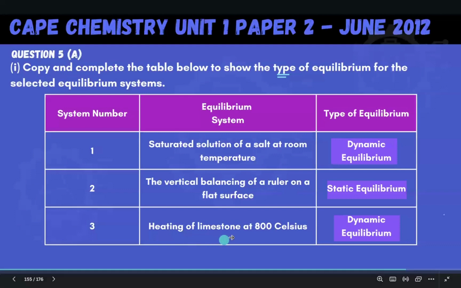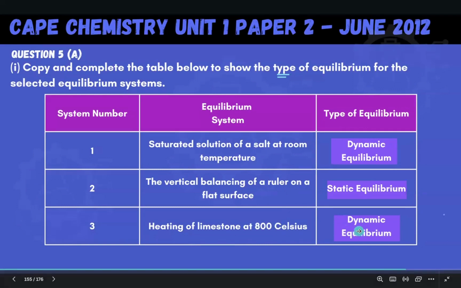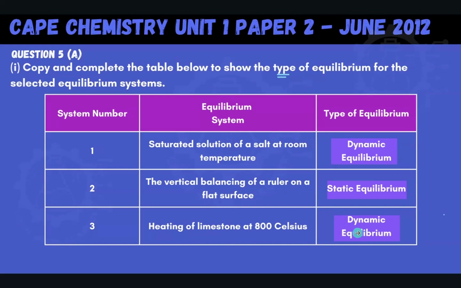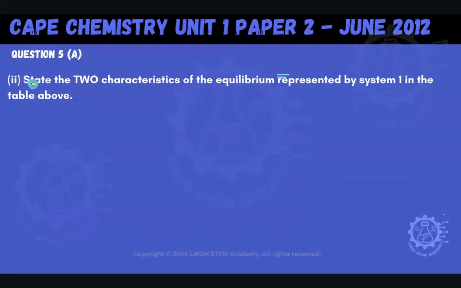And then heating of limestone at 800 Celsius. Again, this is a chemical reaction, a chemical process. And that's a dynamic equilibrium that gets set up there because there are things happening at a microscopic level, even if on the surface, macroscopically, it doesn't look like anything is happening, okay? So these two are dynamic and this one is static. All right, so let's move on to part 2 of that.